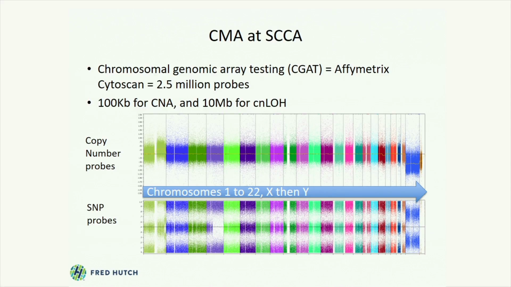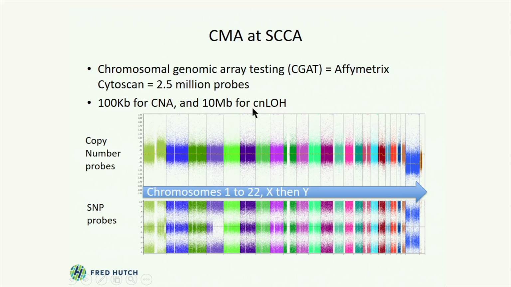data from the karyotype. So when we did chromosomal microarray at SCCA, this was done with an Affymetrix CytoScan chip with 2.5 million probes. The cutoffs that we used in our assay were 100 kb for copy number alterations and 100 megabases for copy neutral loss of heterozygosity.